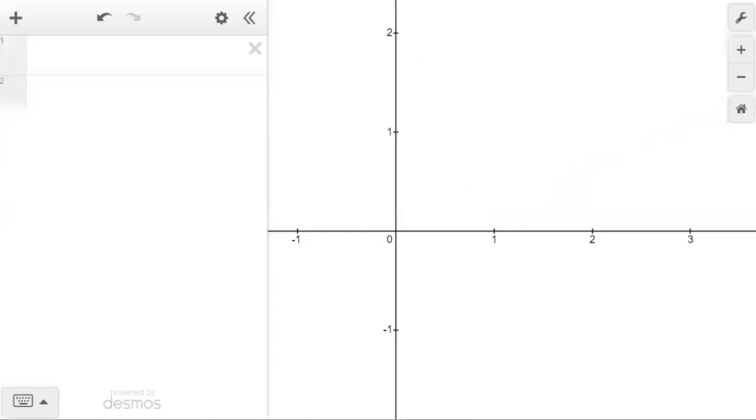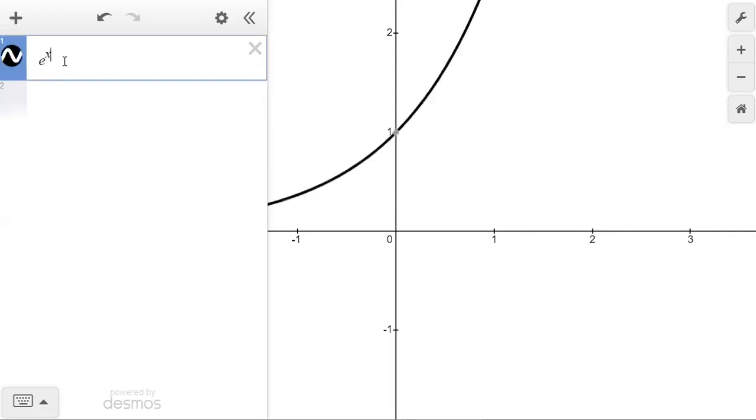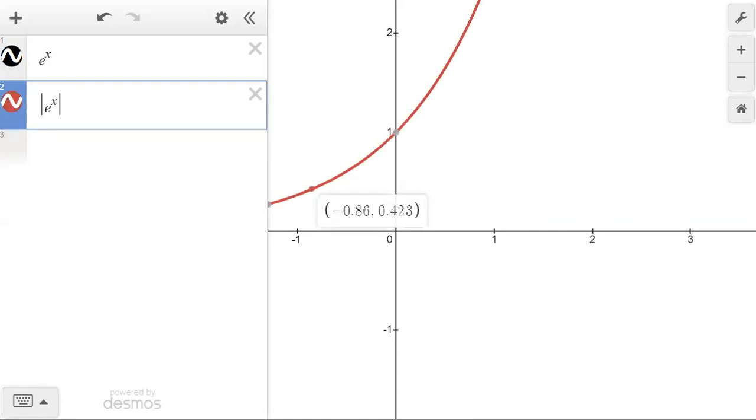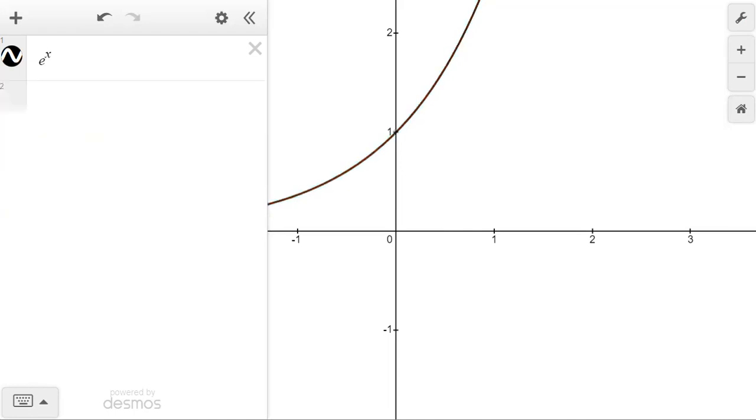Take e power x also. This is the graph of e power x. There is no negative part. Let me show you the mod of e power x. See, there will be no change because there is no negative part. There is no negative part of y, that means no negative part of f of x, so there will be no change.